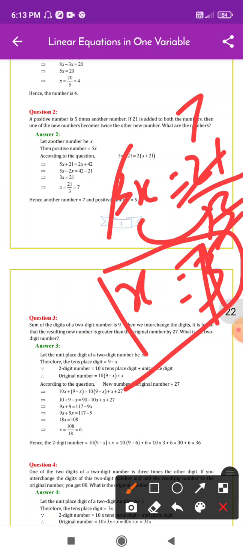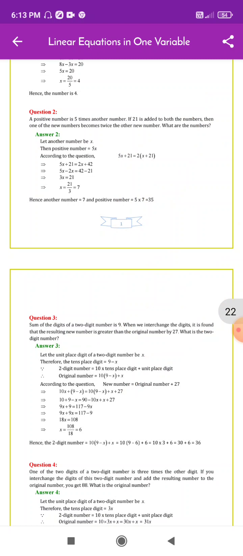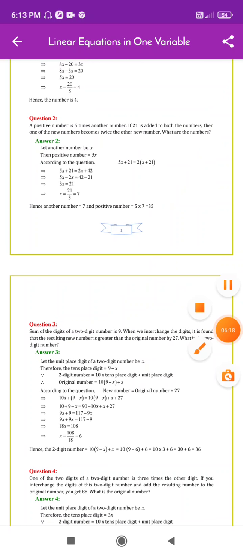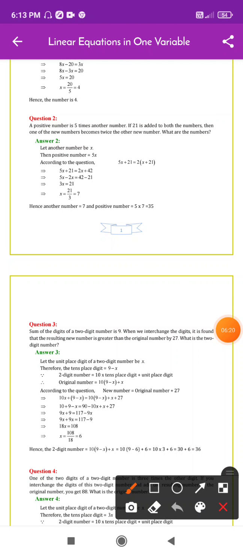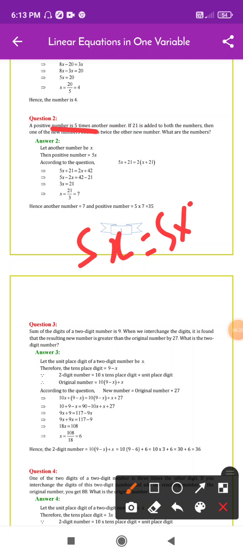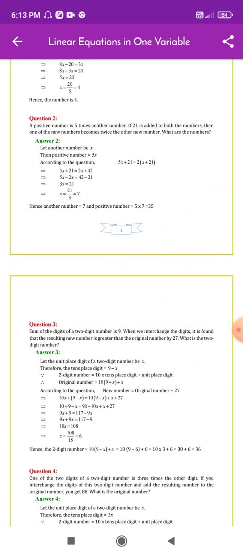So another number which is given is 5x, and this next number which is asked, this positive number, that is 5x. So 5x means what, x value we got 7, that is 5 into 7, that is 35. The other positive number we got, that is 5 into 7, that is 35. Got the answer? Now go to question number 3. Read the question number 3.